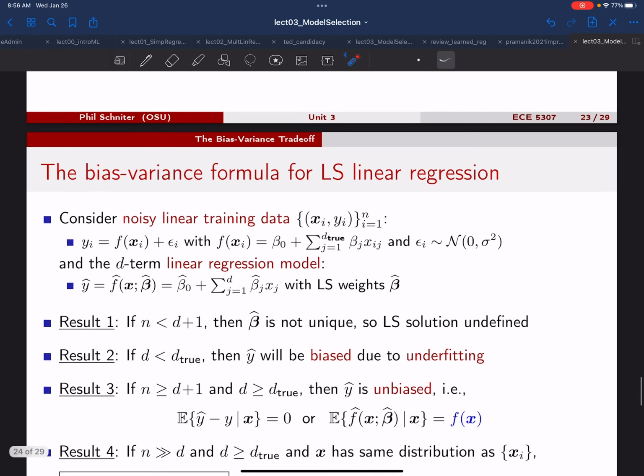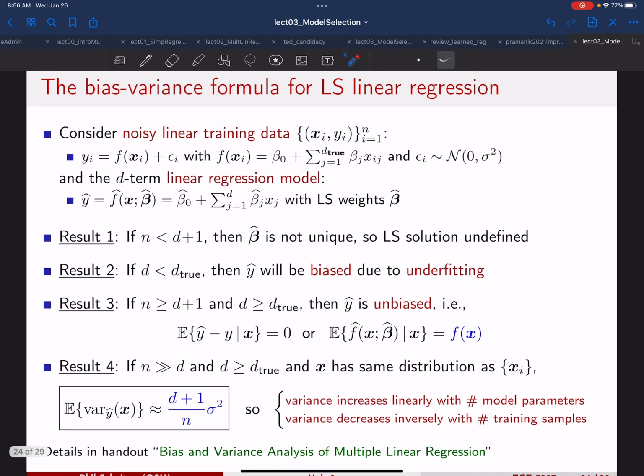Okay, so just one last thing here. Let's focus on this particular problem of least squares linear regression, and let's say that the true model has a certain number of betas. Let's call it d true, and let's say that our estimated model has some other d that may be smaller than d true and may be larger than d true. And there's one other thing too. We have exactly n training samples. We would like to know the performance of our prediction as I change d and as I change n.